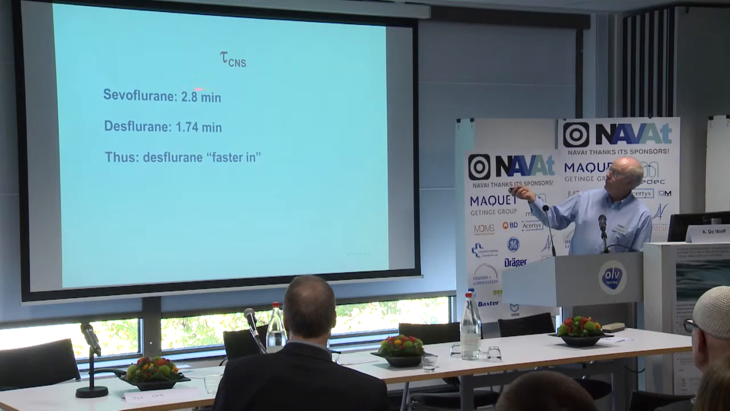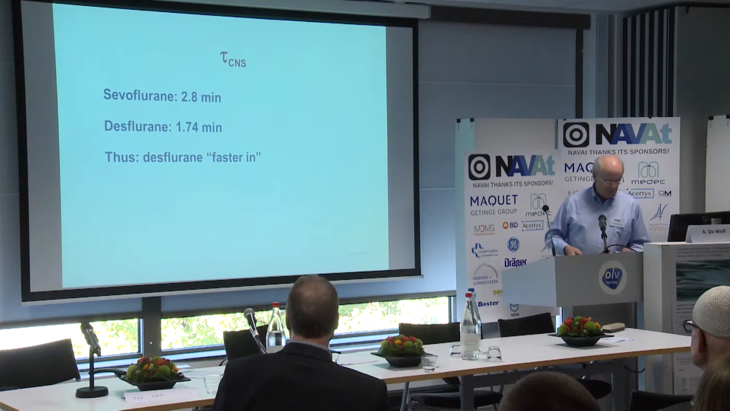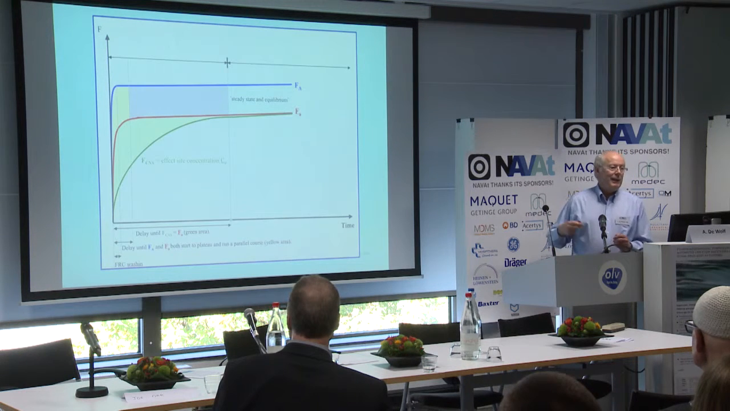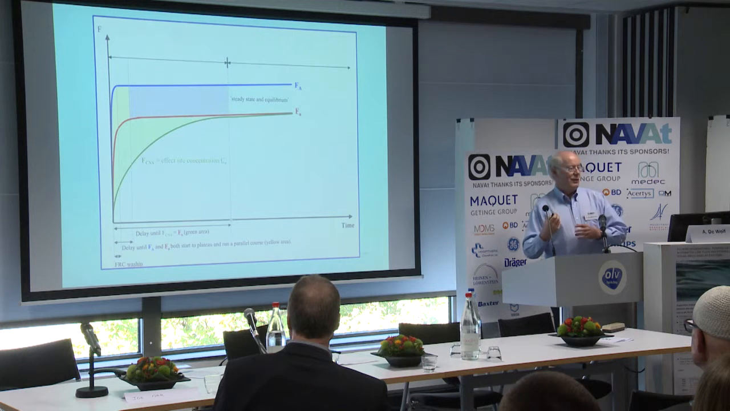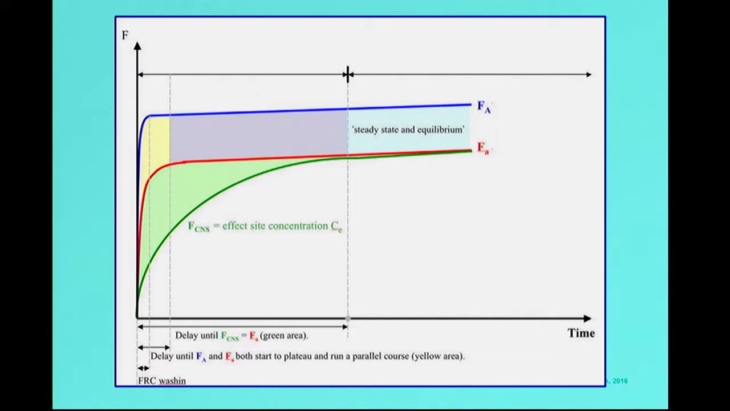If we calculate this time constant, all these parameters are known, then we see that the time constant for sevoflurane is 2.8 minutes, and for desflurane is 1.74 minutes. In other words, desflurane goes a little bit faster in, and that explains why the curve was shifted with desflurane, although FA was constant. It takes less time to wash desflurane into the brain than it takes for sevoflurane to wash into the brain.